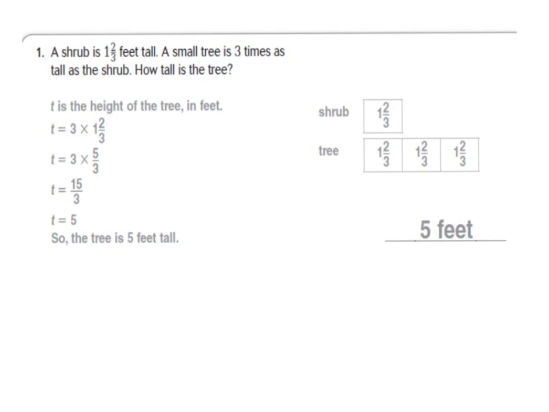Now, in order to multiply your whole number times your mixed number, we have to change the mixed number to an improper fraction. And that's what they've done here. They've turned 1 2/3 into 5/3. Now they can go ahead and multiply. 3 times 5 is 15, and your denominator stays the same. So they have 15/3. But remember, we need to change this 15/3 back into either a whole number or a mixed number. So 15/3 is equal to 5 wholes. So now we know that the tree is 5 feet tall.